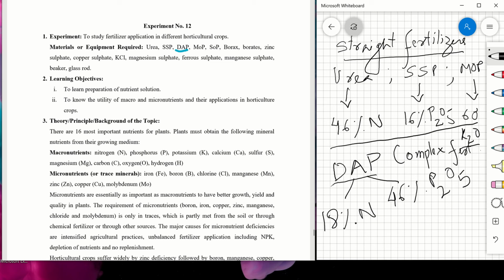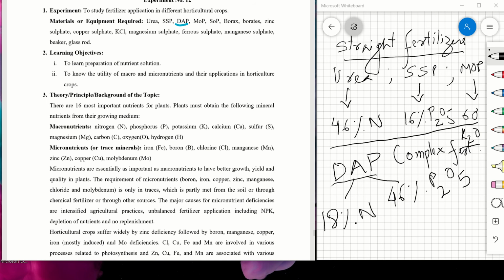So all these things you should know. Then after this is your SSP, single super phosphate, muriate of potash, borax, borates, etc. These are all given here. So the learning objectives of this practical are that you should know how to prepare nutrient solution, to know the utility of macro and micronutrients and their application in horticulture crops.